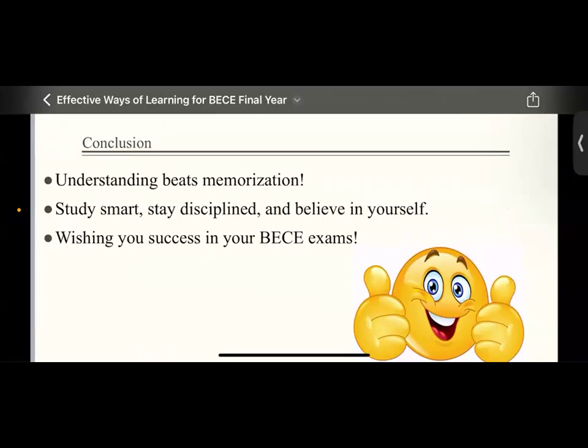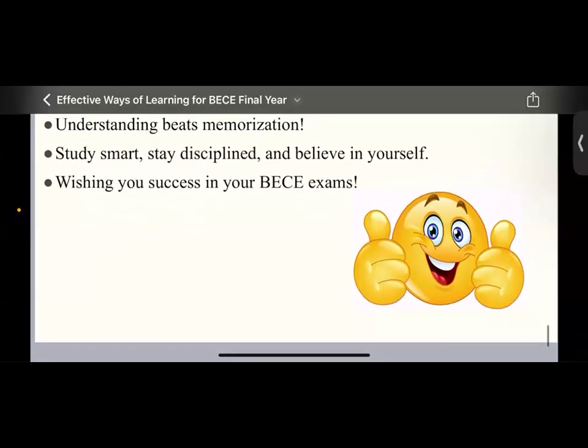It's very important to understand rather than memorize. You chew, you pass, and then you forget. You study smart, and that's by mixing the passive with the active. Then you stay disciplined, sleep and have that 7 to 8 hours of good sleep, eat well, exercise, and then take breaks and have belief in yourself. Believe in yourself that you're going to do it, and I'm wishing you all success in your BECE exams.